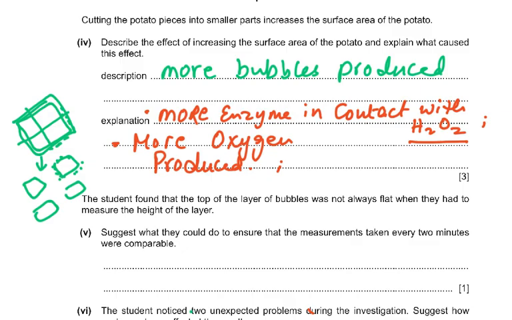Now coming to the next part, the student found that the top of the layer of bubbles was not always flat when they had to measure the height of the layer. Suggest what they could do to ensure that the measurements taken every 2 minutes were comparable. So you then have to say, okay, if in the test tube it was something like this, then every time either you measure the middle point. It says always measure to the highest or the lowest or the midpoint of the surface. So every time either you measure this top part or you measure this part, highest, lowest, or you can say the midpoint, which is this part.